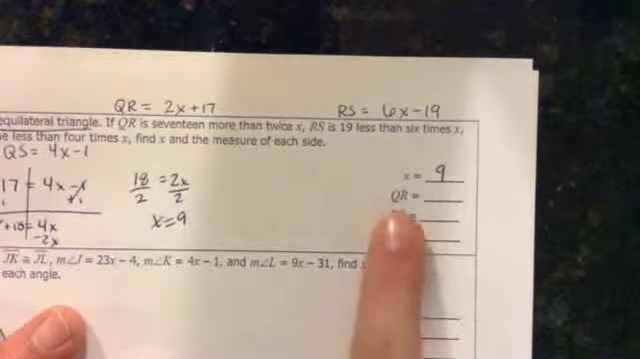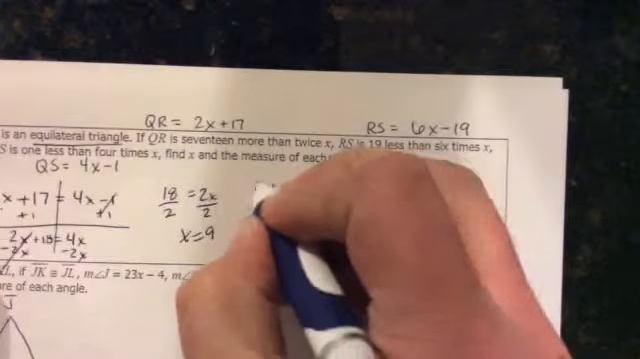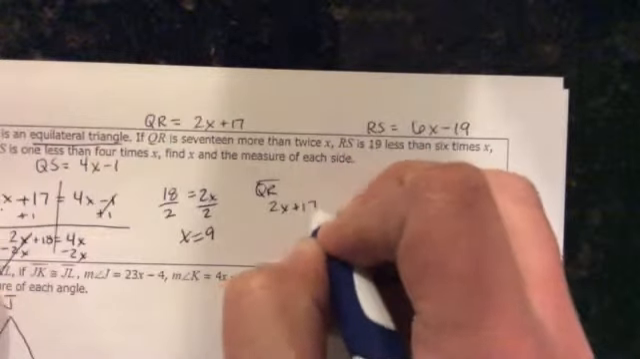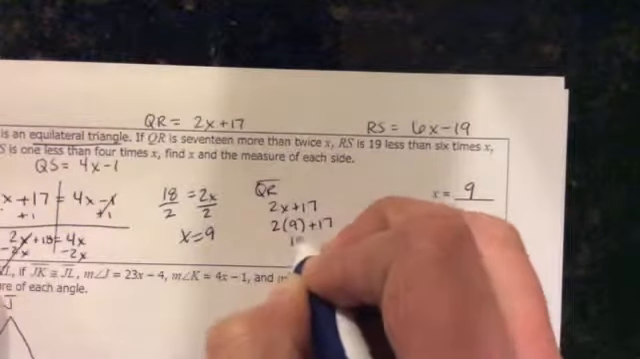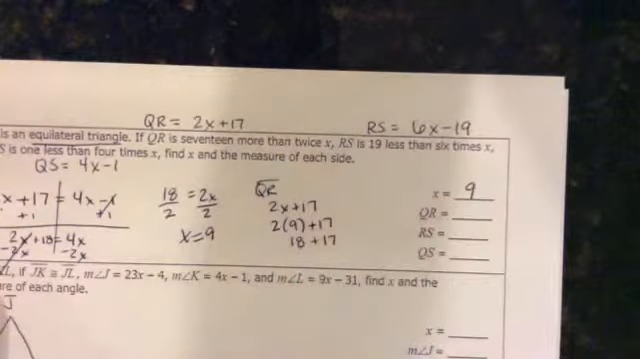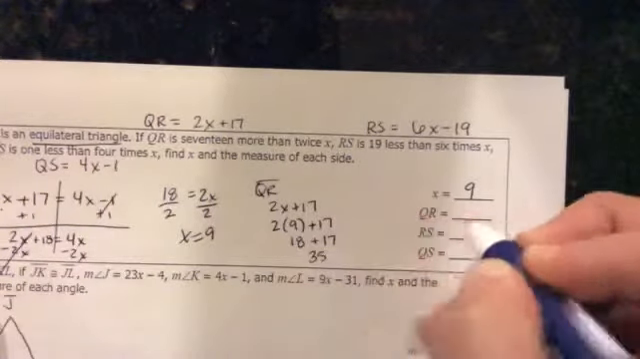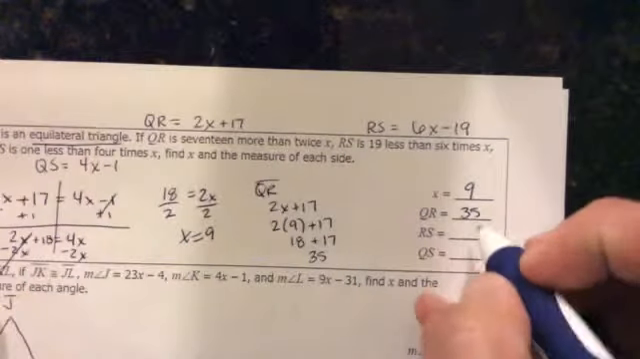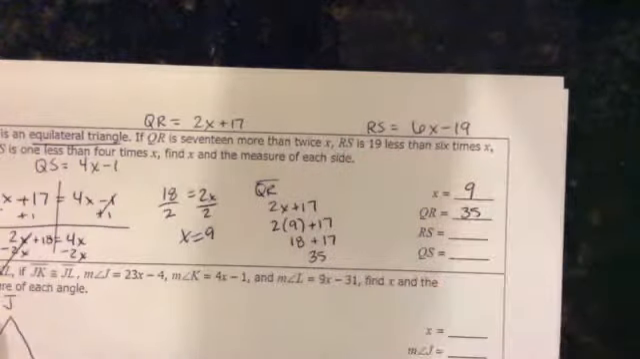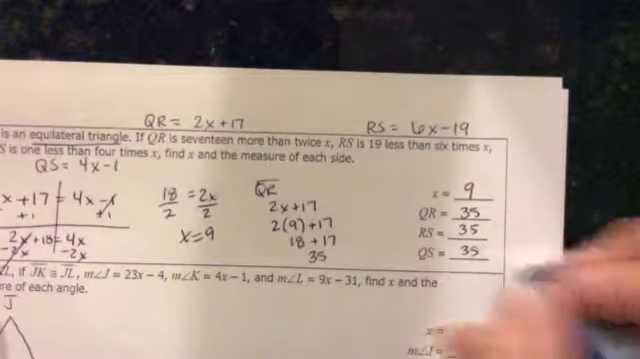Okay, so if they want us to find QR, we need to plug 9 in for x up here. So QR is 2x plus 17. I'm going to go ahead and plug that 9 in there. That's 18 plus 17. That's going to be 35. Now here's the thing about this. If it's an equilateral triangle, you could go ahead and plug in your 9 for all of those, but what I do know is that all sides are the same. They're all going to be 35.